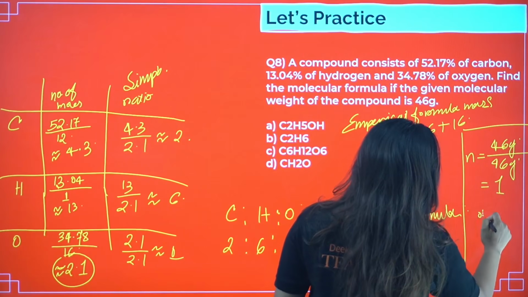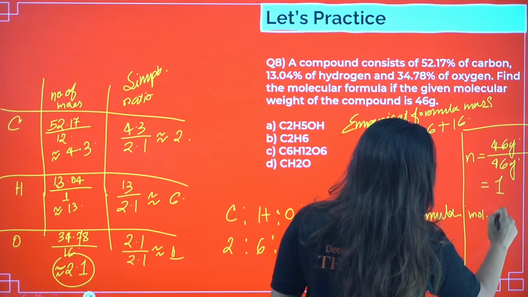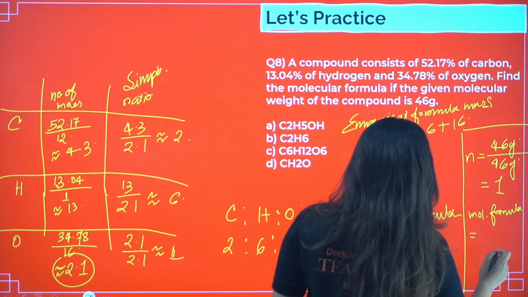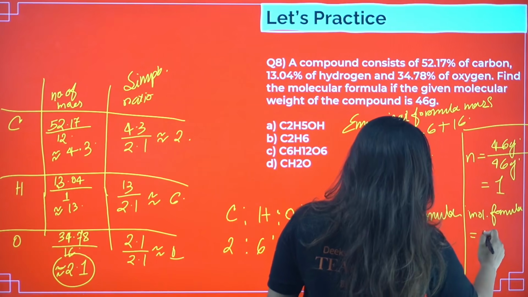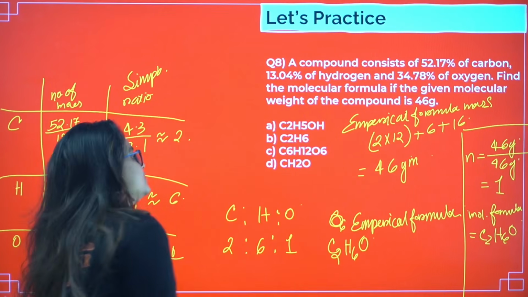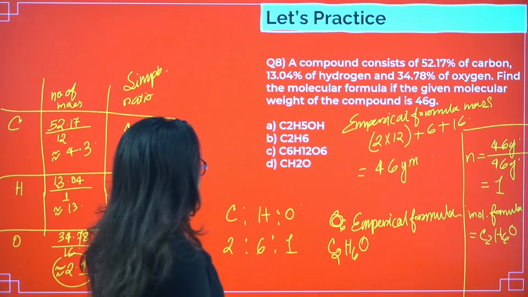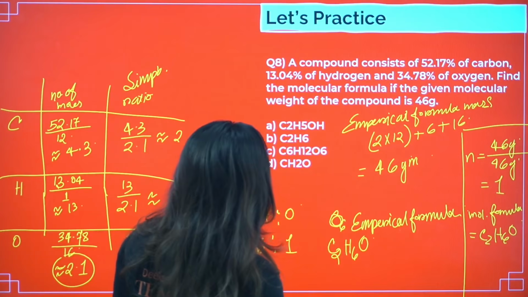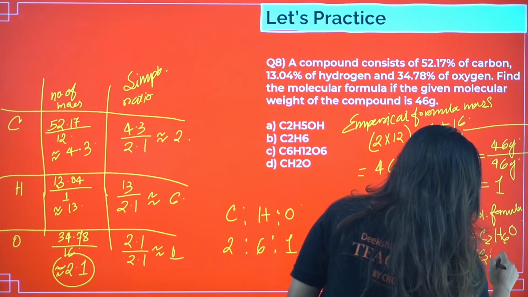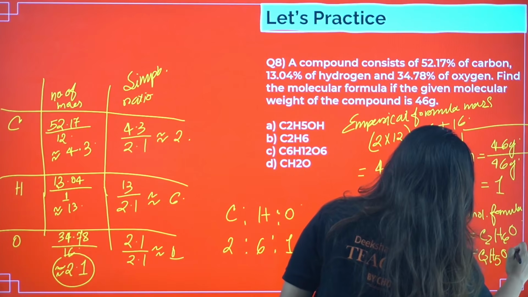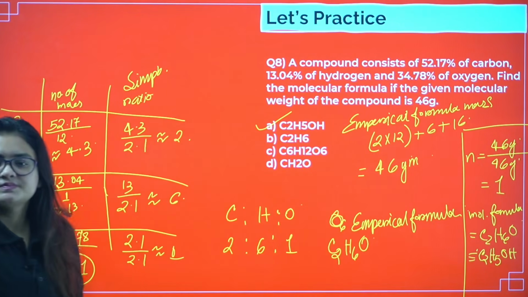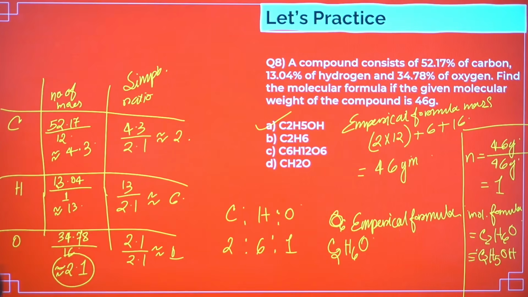So from here the molecular formula you are getting is C2H6O. In accordance to the options, this is going to be option A. If I write it like this, C2H5OH, option A is going to be the correct one. I guess this is clear to you.